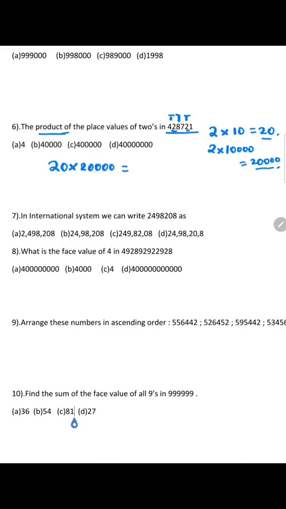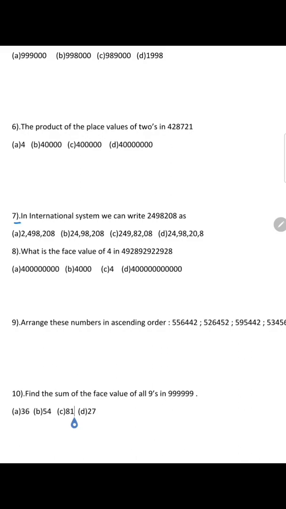20,000 is equal to 5 zeros over here. This is the answer. Means 20 into 20,000 gives me 4 lakh. So option C is correct.